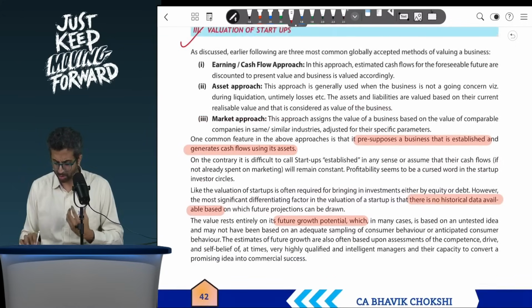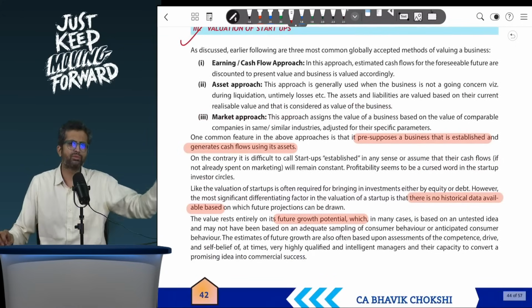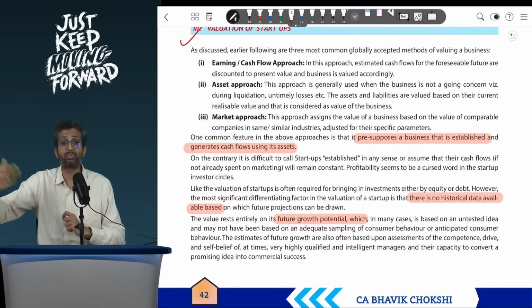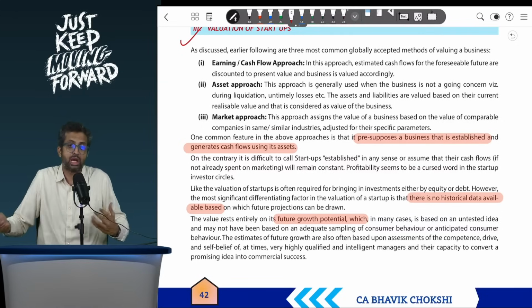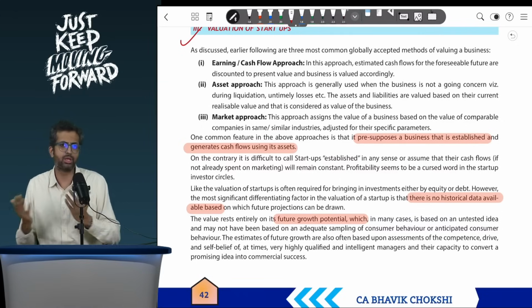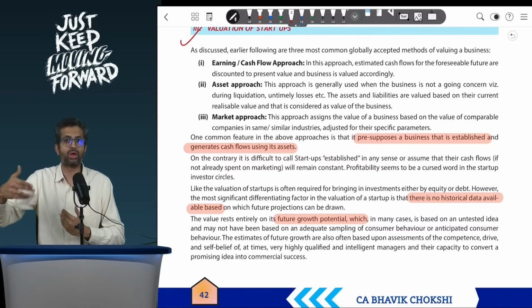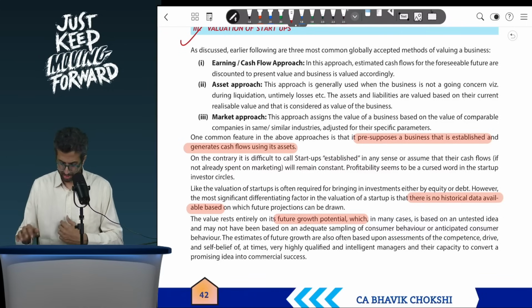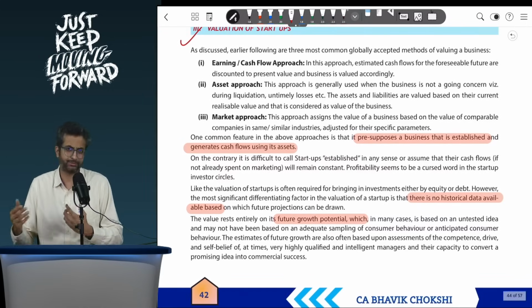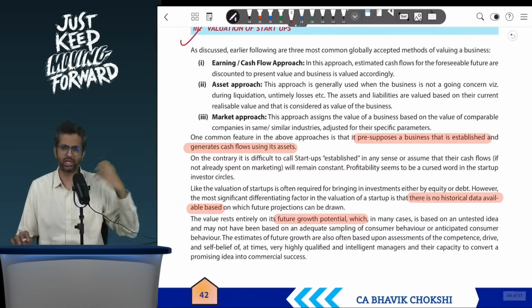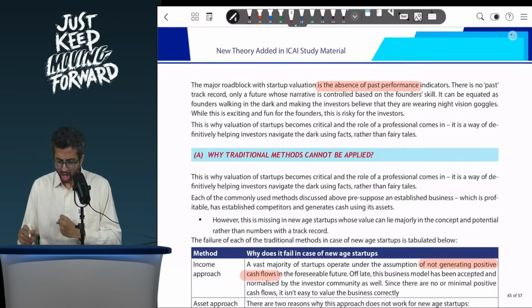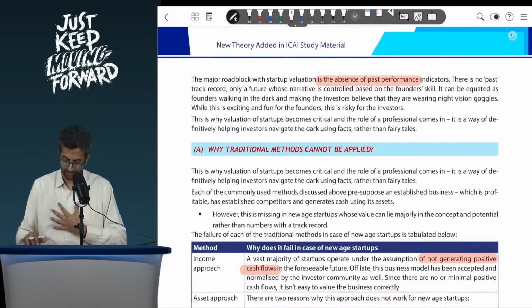Again, the problem over here, as we have highlighted, is all of these methods that we see presuppose that the business is established. A startup is not at all established, profitability is not certain, and as a result, these values directly may not be used for the purpose of startups. Even historical data may not be separately available. The major roadblock over here for a startup is the absence of past information.